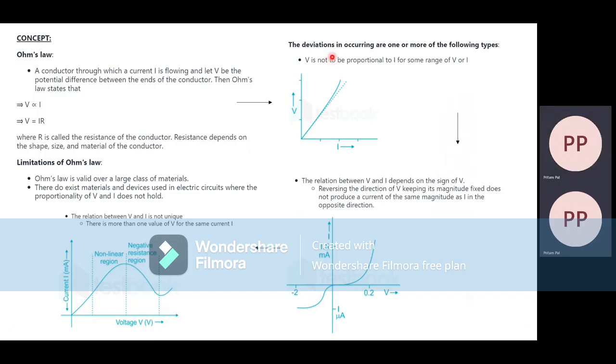Now see, the deviation that is occurring is one of the following types. So basically V is not proportional to I for some range of voltage or current. You can see it has started deviating after a certain current. It's no longer following the straight line path. So this is the nonlinearity present in the IV characteristics. The relation between V and I depends on the sign of V. Reversing the direction of V, keeping its magnitude fixed, does not produce a current of the same magnitude in the opposite direction.